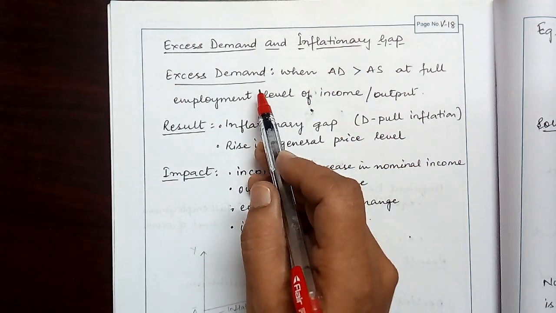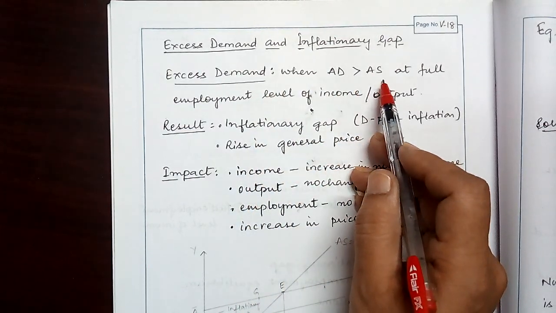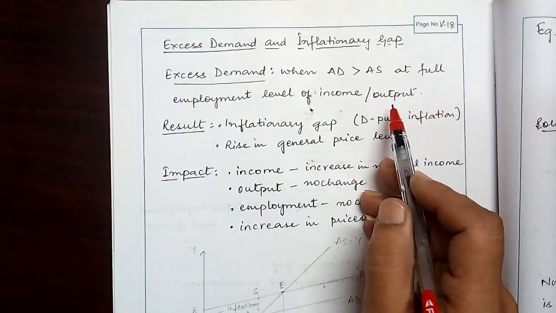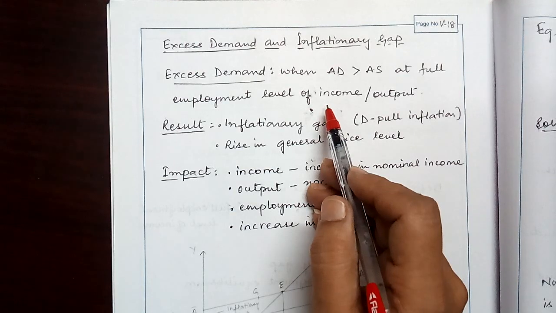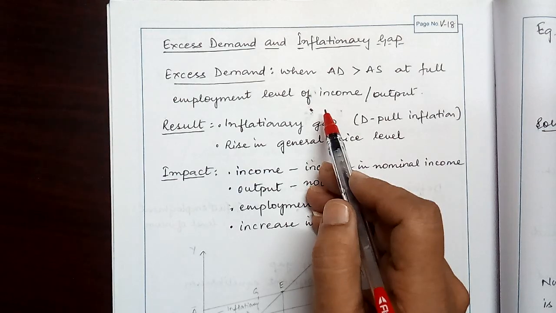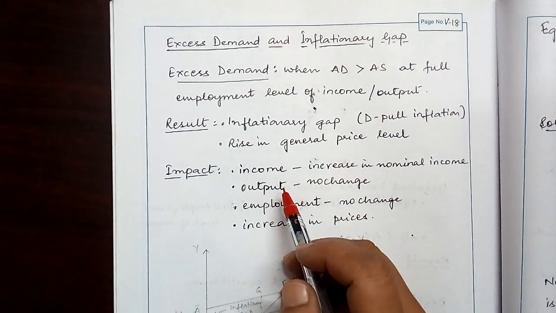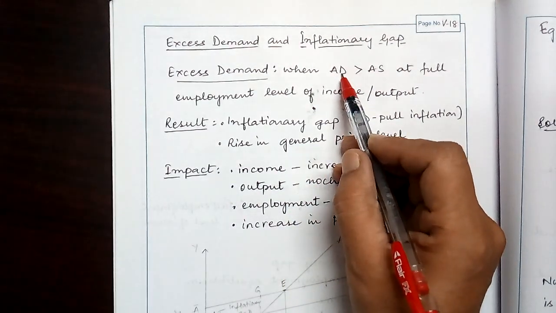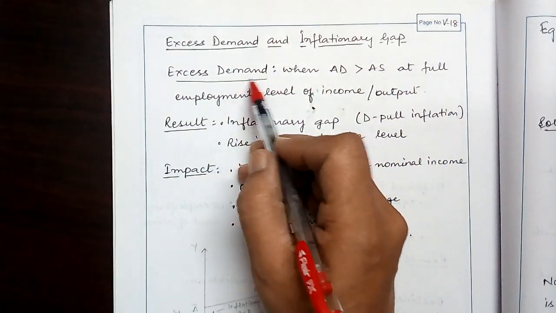What is excess demand? Excess demand is when the aggregate demand is greater than the aggregate supply at full employment level of income and output. Now we learned what is full employment level of income. It is a situation when all the people who are able to work and willing to work get employment at the prevailing wage rate, and that all factors of production are utilized. Now, when the aggregate demand is greater than aggregate supply, it generates a situation called excess demand.